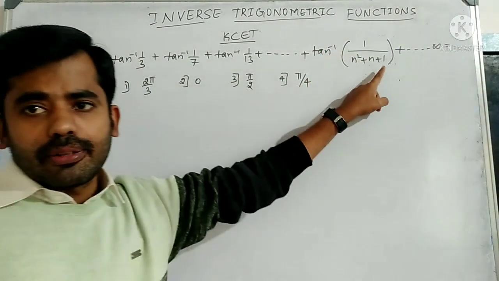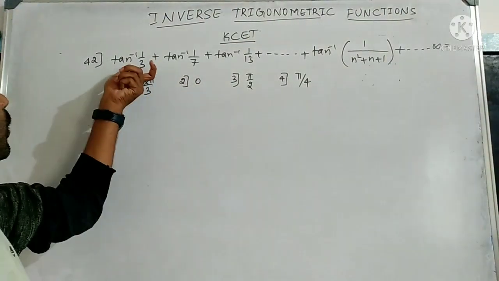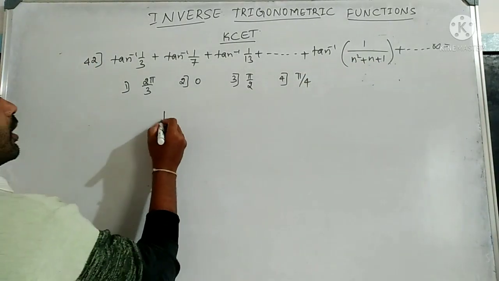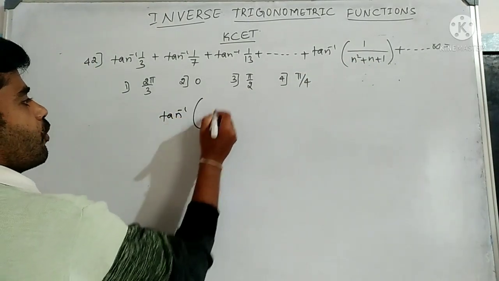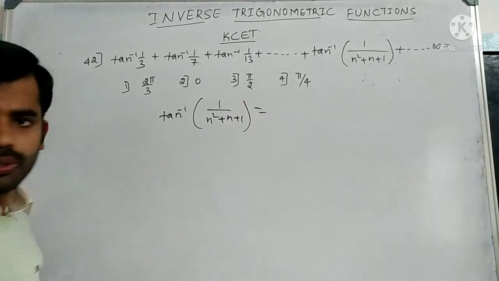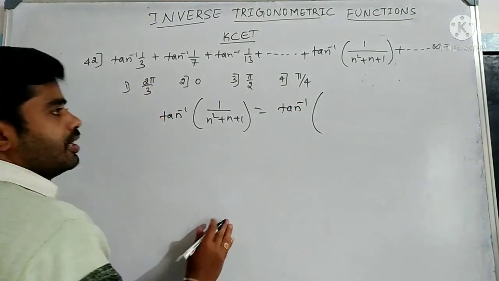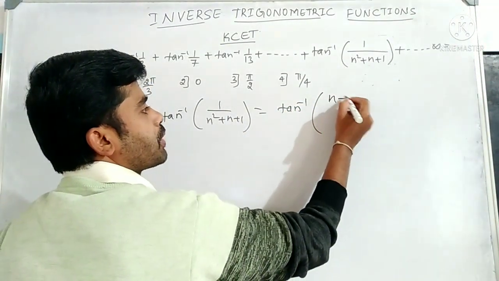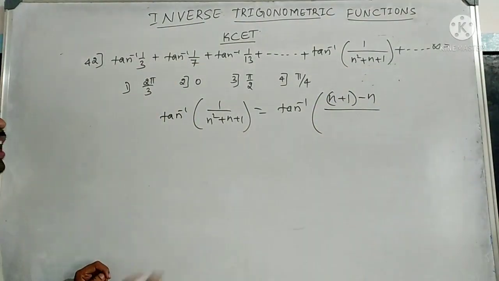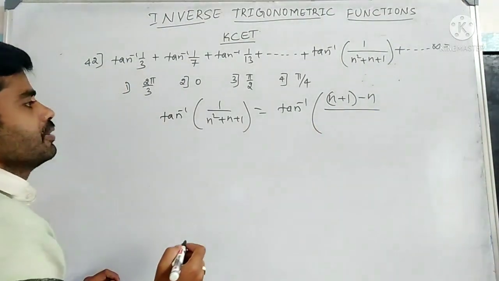Now I will take an nth term. Now I will simplify what the nth term is. It is not possible to predict what the nth term is here, so I will try to simplify that one. Tan inverse of 1 by n squared plus n plus 1 is equal to, here I will add and subtract: n plus 1 minus n. I add the plus n, subtract the minus n. Same way here.